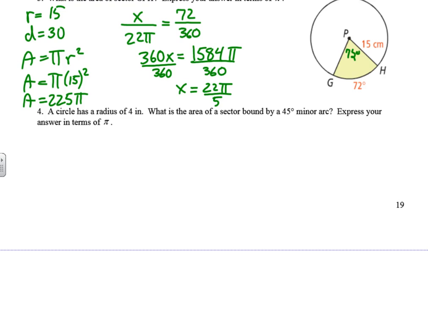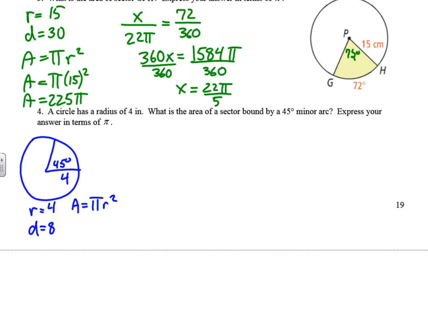A circle has a radius of 4 inches. What is the area of a sector bound by a 45-degree arc? If we take this little wedge, this is 4 inches and this is 45 degrees. Express your answer in terms of pi. The radius is 4, which means the diameter is 8. Area is pi r squared, so we use the radius squared, which would be 16. I forgot to square it, I just jumped right to the answer.